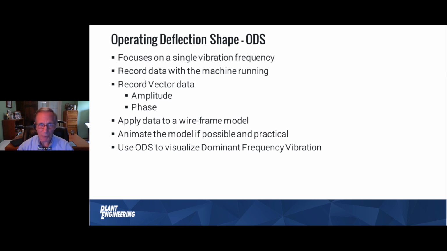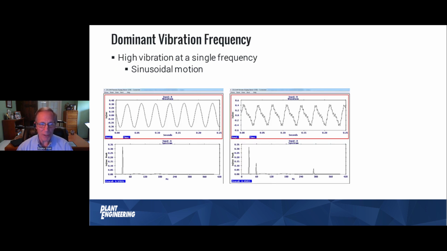We should probably explain what a dominant vibration frequency is. If you look at the sample on the left, you've got a very smooth single sinusoidal motion, a sine wave on the top, and on the bottom is a spectrum analysis of that, which shows a single vibratory peak. That is a dominant vibration frequency. There's only one frequency going on.